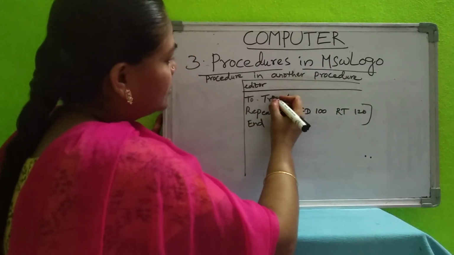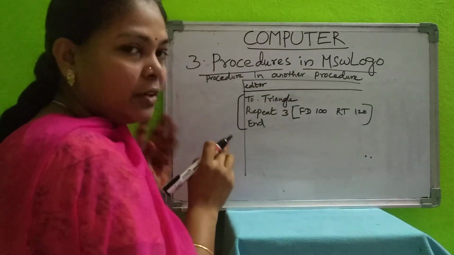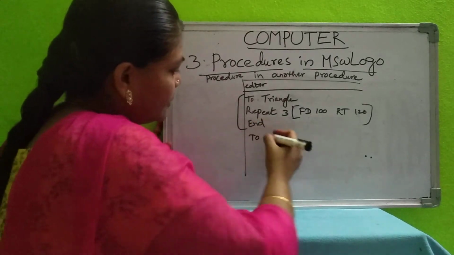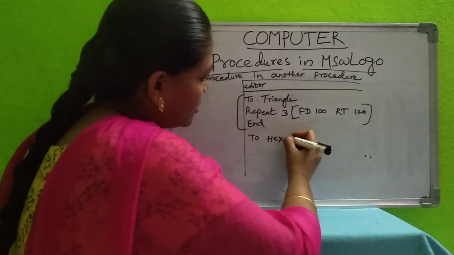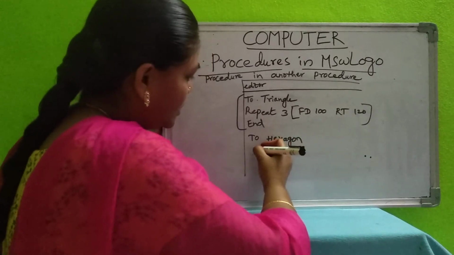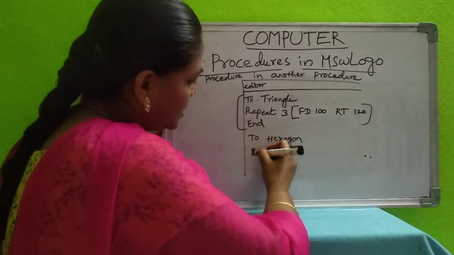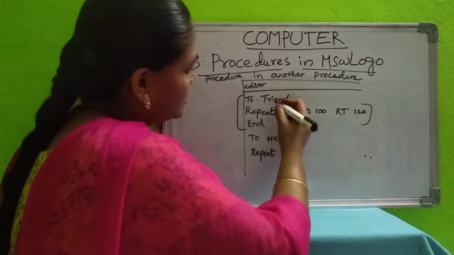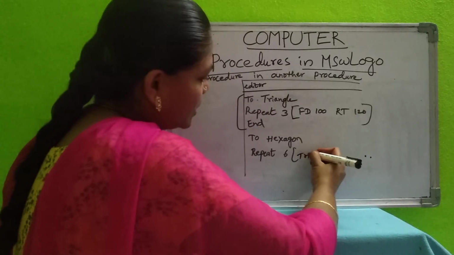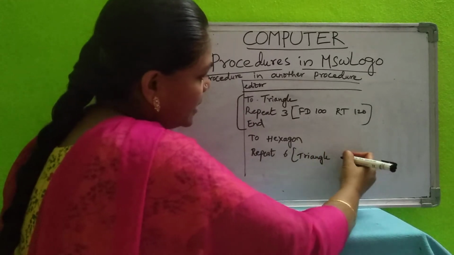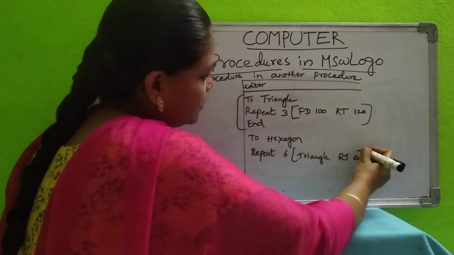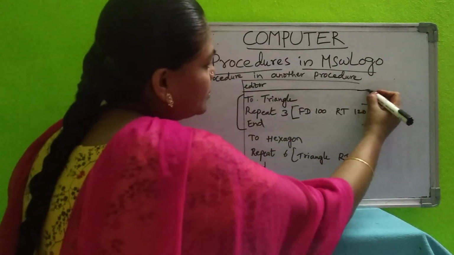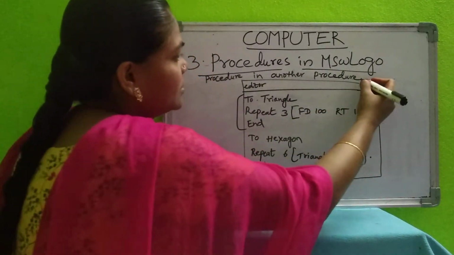This triangle procedure should be there. Then only you can call it in another procedure. In hexagon, we are drawing triangles. So here repeat, how many sides for a hexagon? 6 sides. And which procedure are we calling in that? Triangle, right side 60. With 60 degrees it will draw. Next, end. So to call one procedure in another procedure, this is the form.